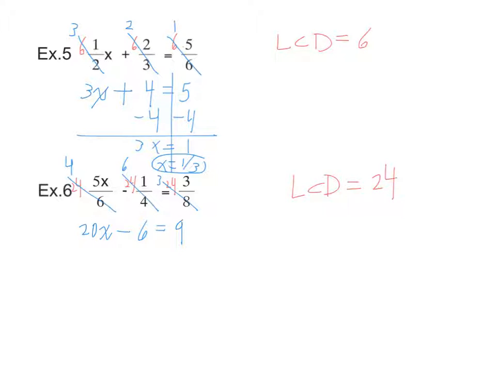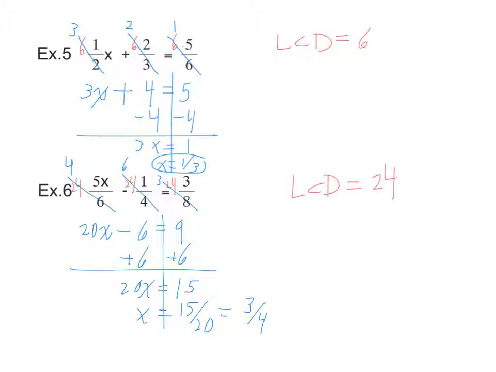Once again, it turns into a quick two-step equation, where x is equal to 15/20, or in reduced form, 3/4.